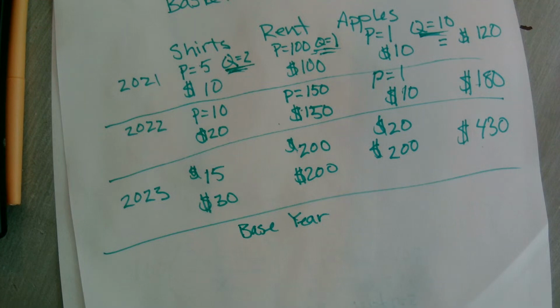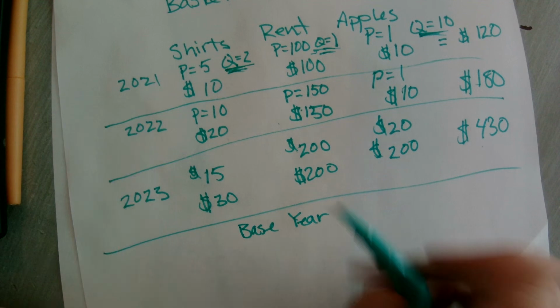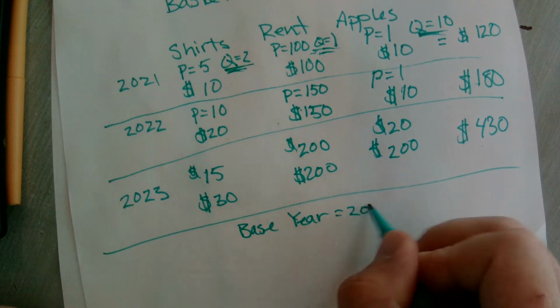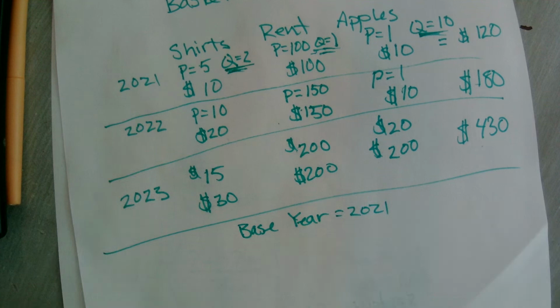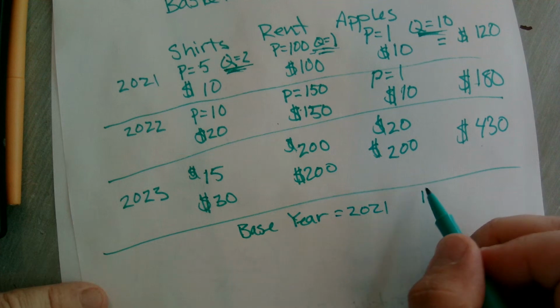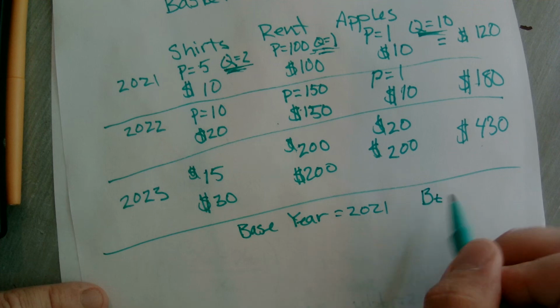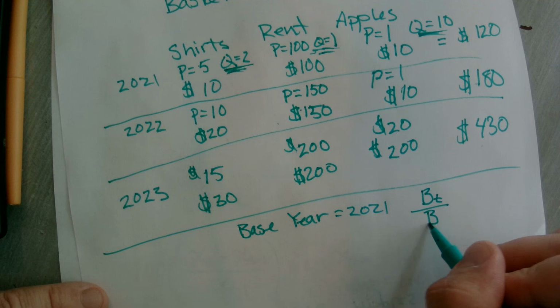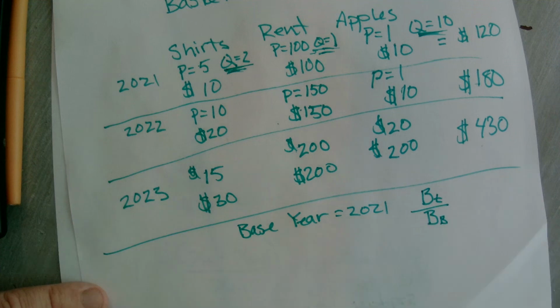So yeah, you can do this a lot of different ways. I'm just going to randomly pick 2021 to be the base year. Let's say it's 2021. Okay, good. 2021 is the base year. So all we do is take the basket. To find out the CPI for a time period, we take the basket at that time period and divide it by the basket price during the base period. It's just simple like that.